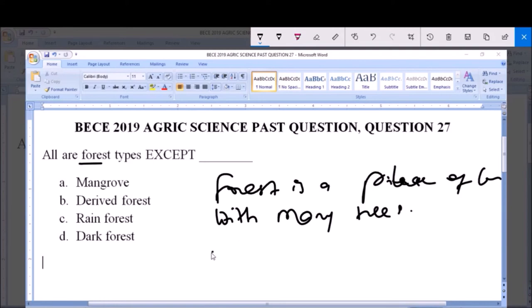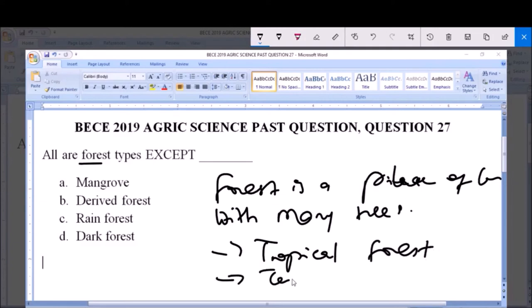Now we have various types of forest. We have the tropical forest and the temperate forest. You find the tropical forest in hot regions like Africa. You find the temperate forest in cooler regions like Antarctica and America.